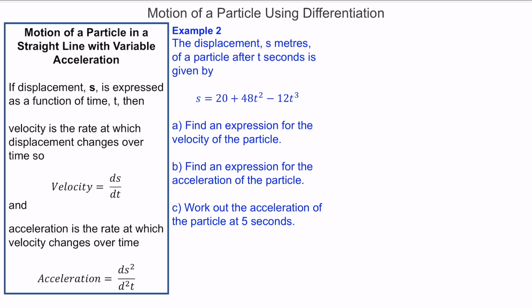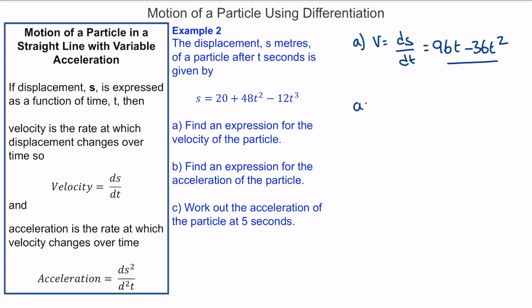Okay, so for part A, the velocity is the change in displacement divided by the change in time. So we need to differentiate this function. The 20 is the constant, so this will go. 48 times the 2 will make 96, and we'll take away 1 from this power. So this becomes 96t. And then 12 times 3 is 36, again taking away 1 from this power. So minus 36t squared. So this is the velocity.